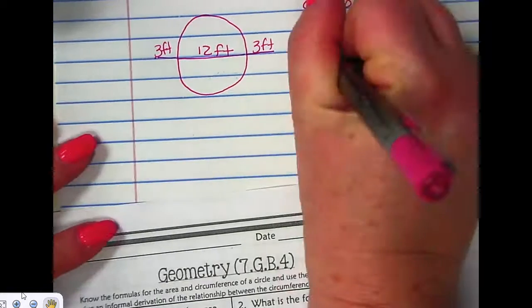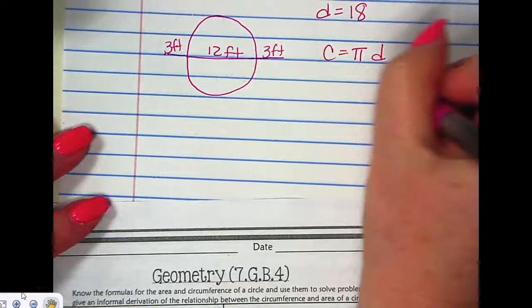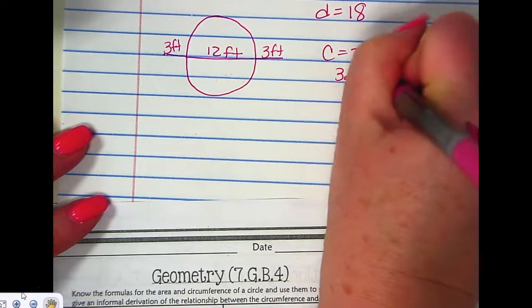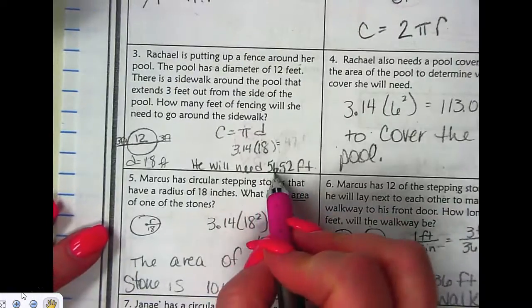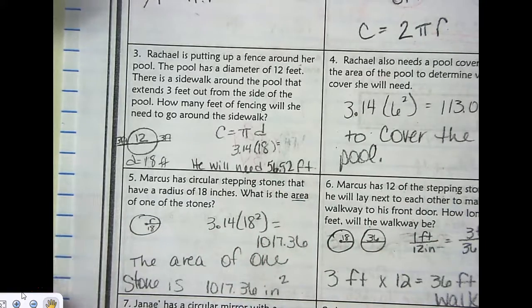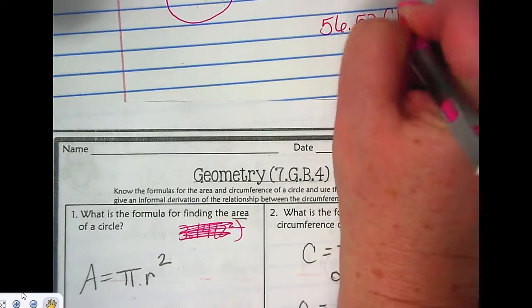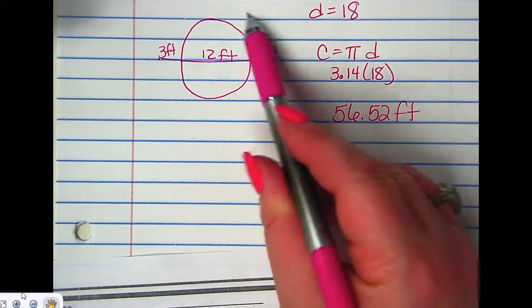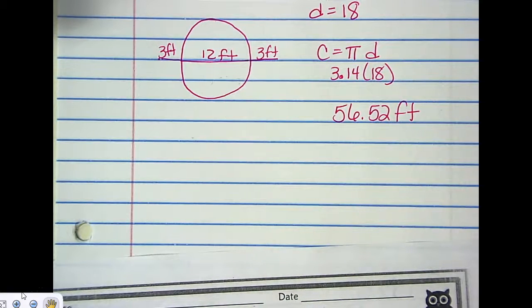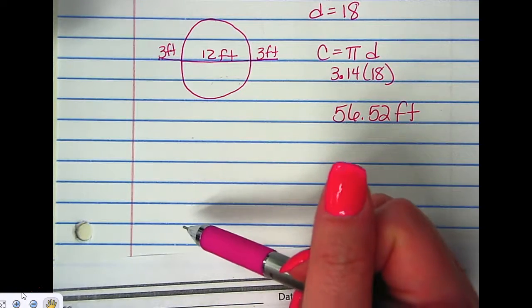All right, so circumference equals pi times the diameter. So 3.14 times 18. And what do we get? He will need 56 and 52 hundredths feet. Is circumference feet squared? No, because it's just one direction all the way around. We're measuring in one direction all the way around. Questions about that one? Do you see how it went from 12 feet to 18 feet? Yes? Okay.